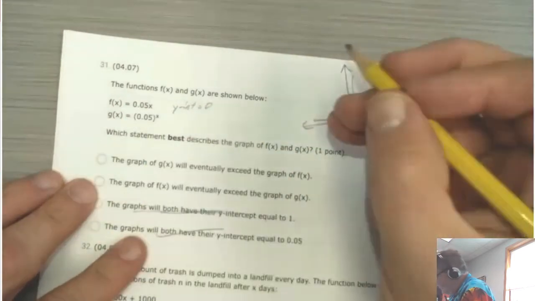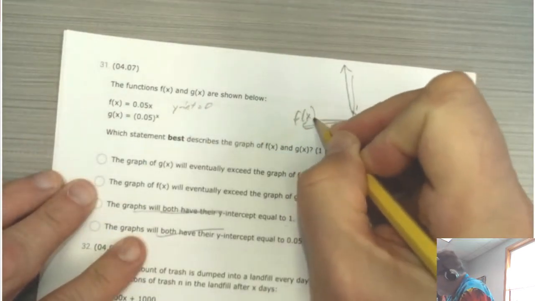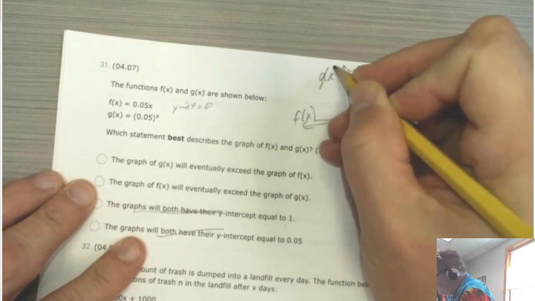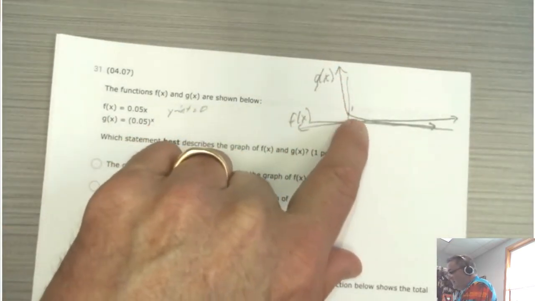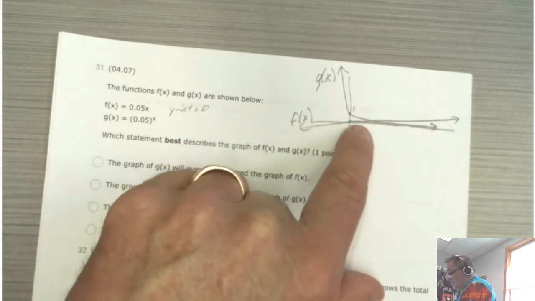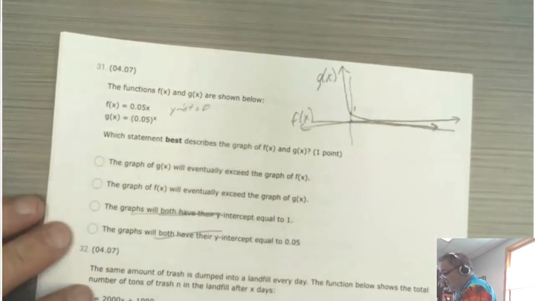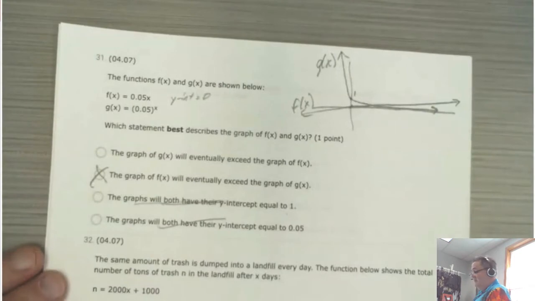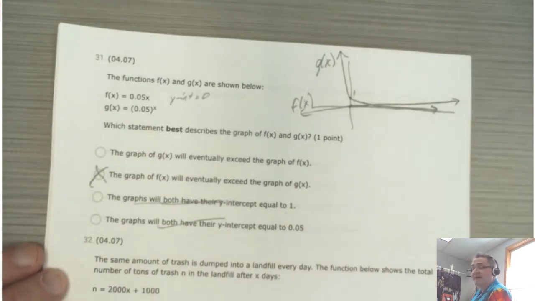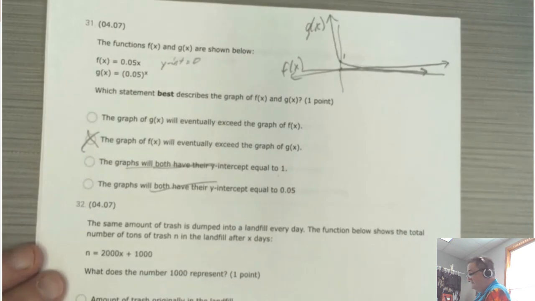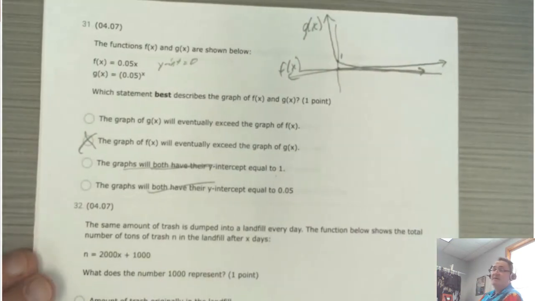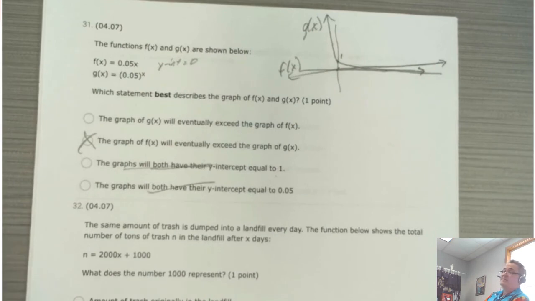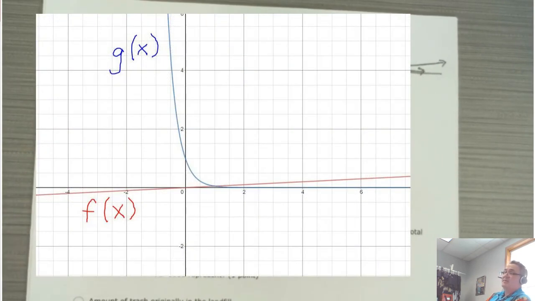So eventually, see, f of x, this is f of x right here, and this is g of x up here. g of x starts out a lot higher, but as it goes, it's going down, down, down. And this one, even though it's going up really, really slow, eventually f of x will exceed the graph of g of x. The longer it goes, it will keep going up, and this one's going to keep going down. All right, so let's just understand what those graphs look like. So I put up a Desmos graph on the screen for you so you can see the same thing. There you go, g of x, f of x.